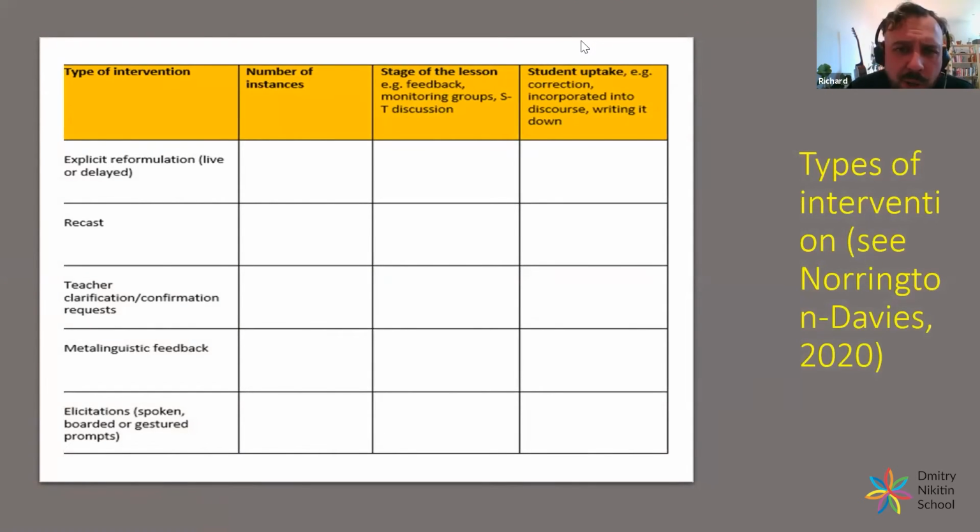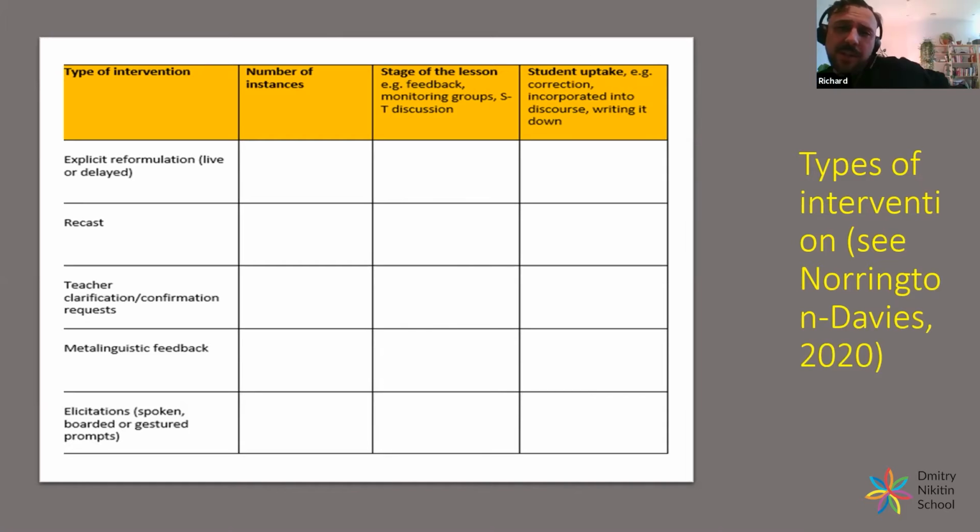If we look at the left-hand column, an explicit reformulation is where you might take something the learner has said, and that can be in the moment, say, stop, hang on, you said this, do you want to say this? And this would be an explicit reformulation. Or we might put an error on the board and say to the learners, okay, who can correct this one? So this would be an explicit reformulation.